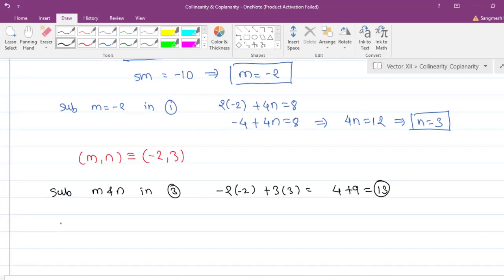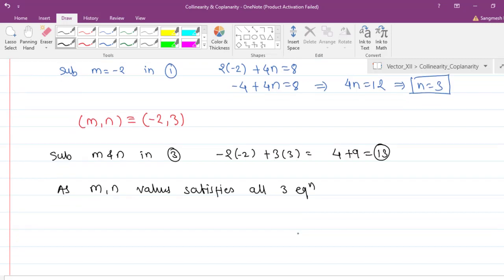So as the m and n values satisfy all three equations, the given vectors are coplanar vectors. Suppose here it came not equal to 13, then we conclude that they are non-coplanar vectors. But as it is satisfying, this becomes the coplanar vectors.